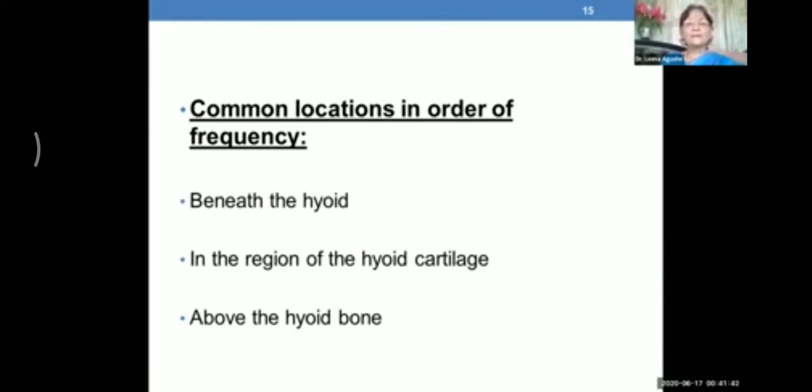Common locations of thyroglossal cyst, in order of frequency, are beneath the hyoid, in the region of the hyoid cartilage, and above the hyoid bone.